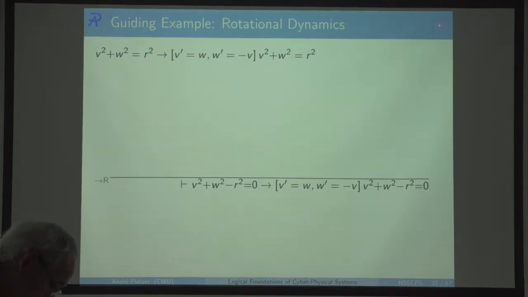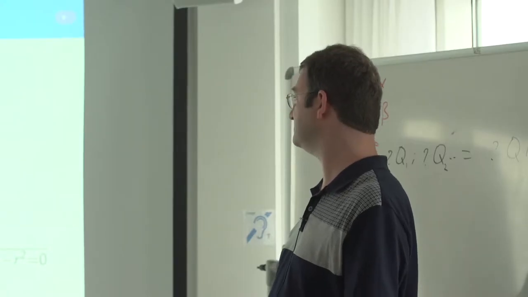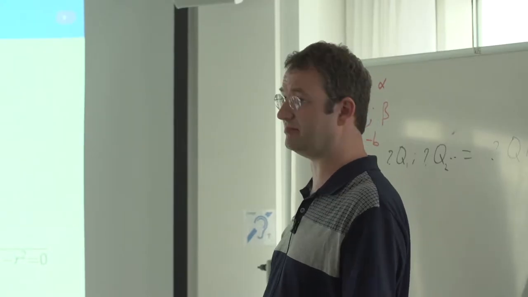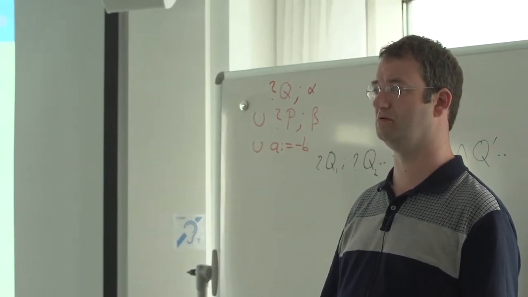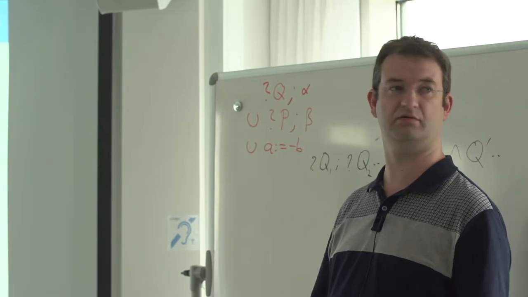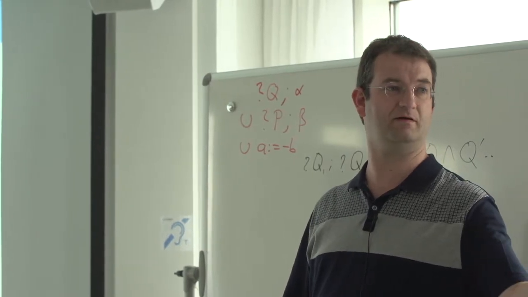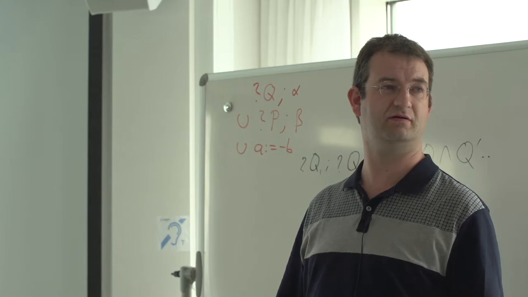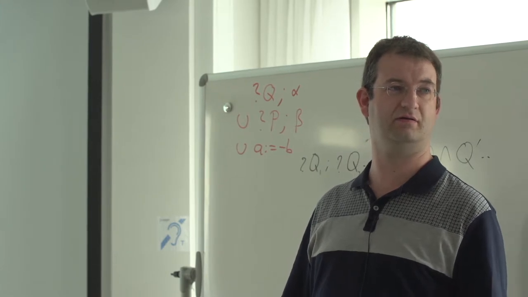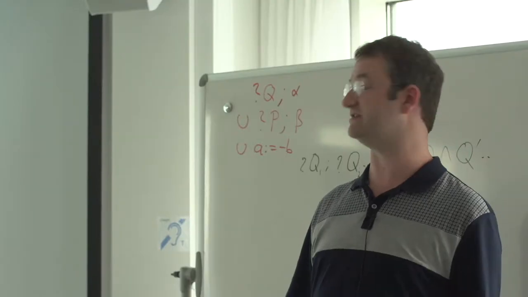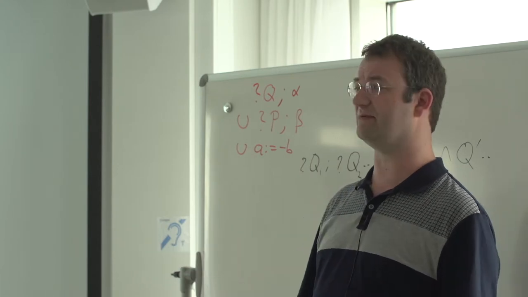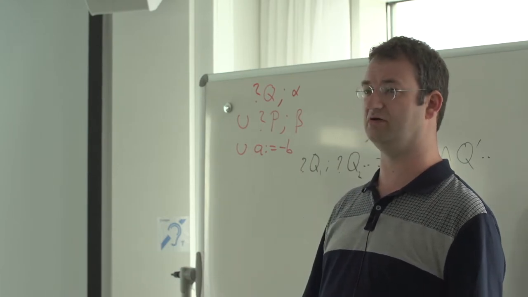How does this change locally? That's a derivative question, right? Okay, so what's the derivative of v square plus w square minus r square? Zero. Why zero? Differentiating the right side, that should be zero, because the derivative of zero is always zero. That's very good. Differentiating the left side, I'm not sure I immediately see why that should be zero.